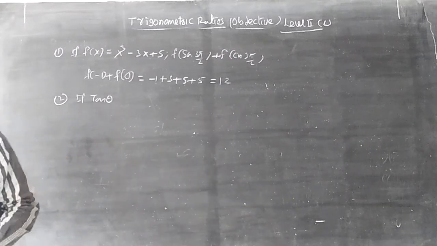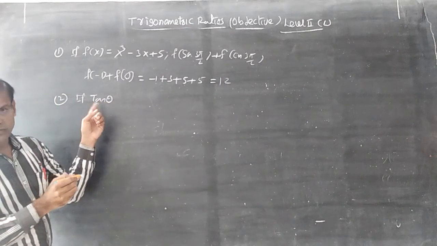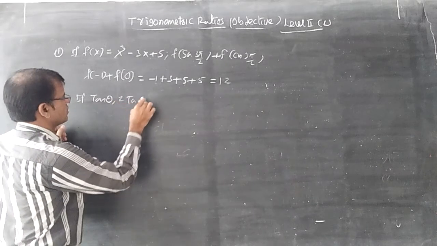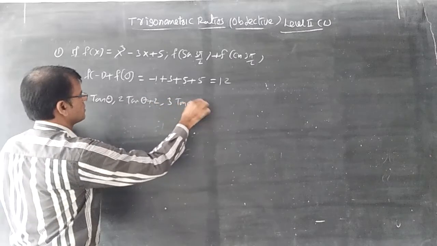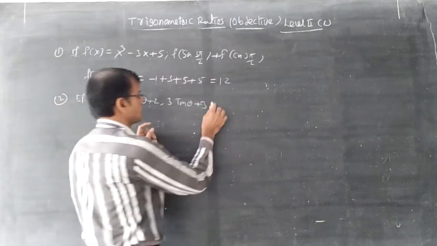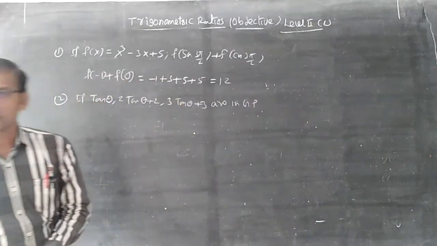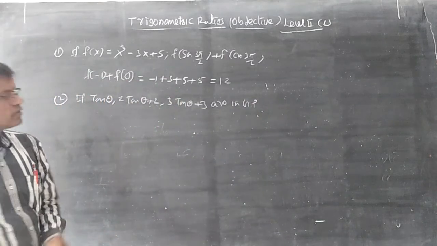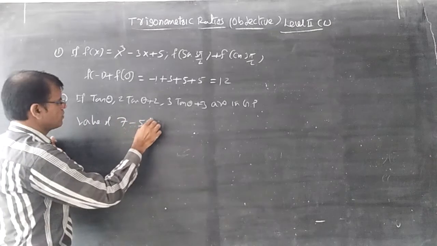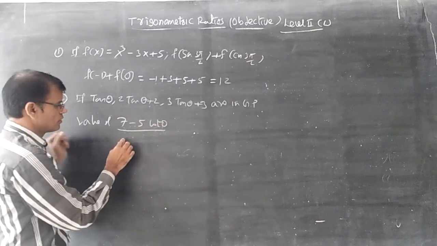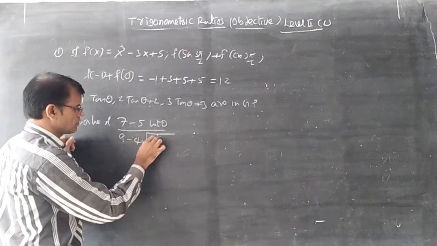Second question. Leave the third question for your notes. If tan theta, 2 tan theta plus 2, 3 tan theta plus 3 are in GP, then find the value of 7 minus 5 cot theta whole by root of 9 minus 4 root of secant square theta minus 1.